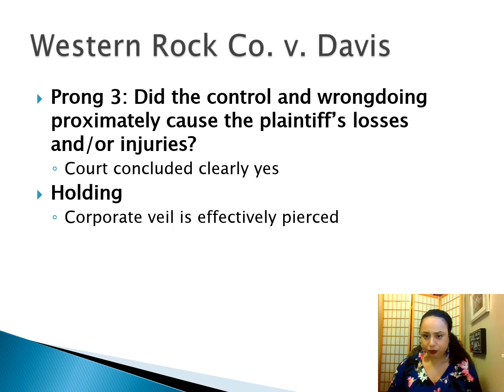And so this kind of brings us back to torts and trying to evaluate whether or not the wrongdoing was the proximate cause of the plaintiff's losses and/or injuries. And so here the court says clearly yes. And so in applying our three prongs of the Fletcher test, the court held that the corporate veil is effectively pierced. And so this concludes our first lecture on piercing the corporate veil.